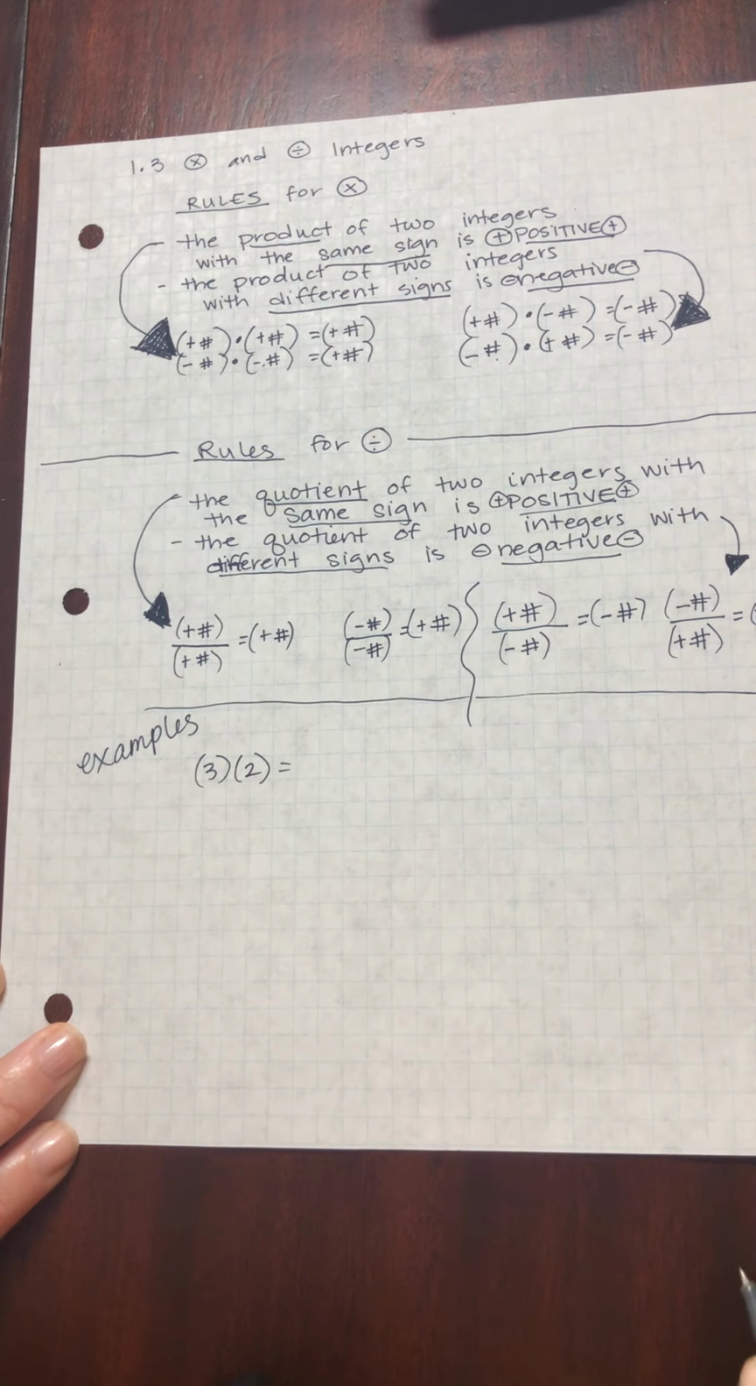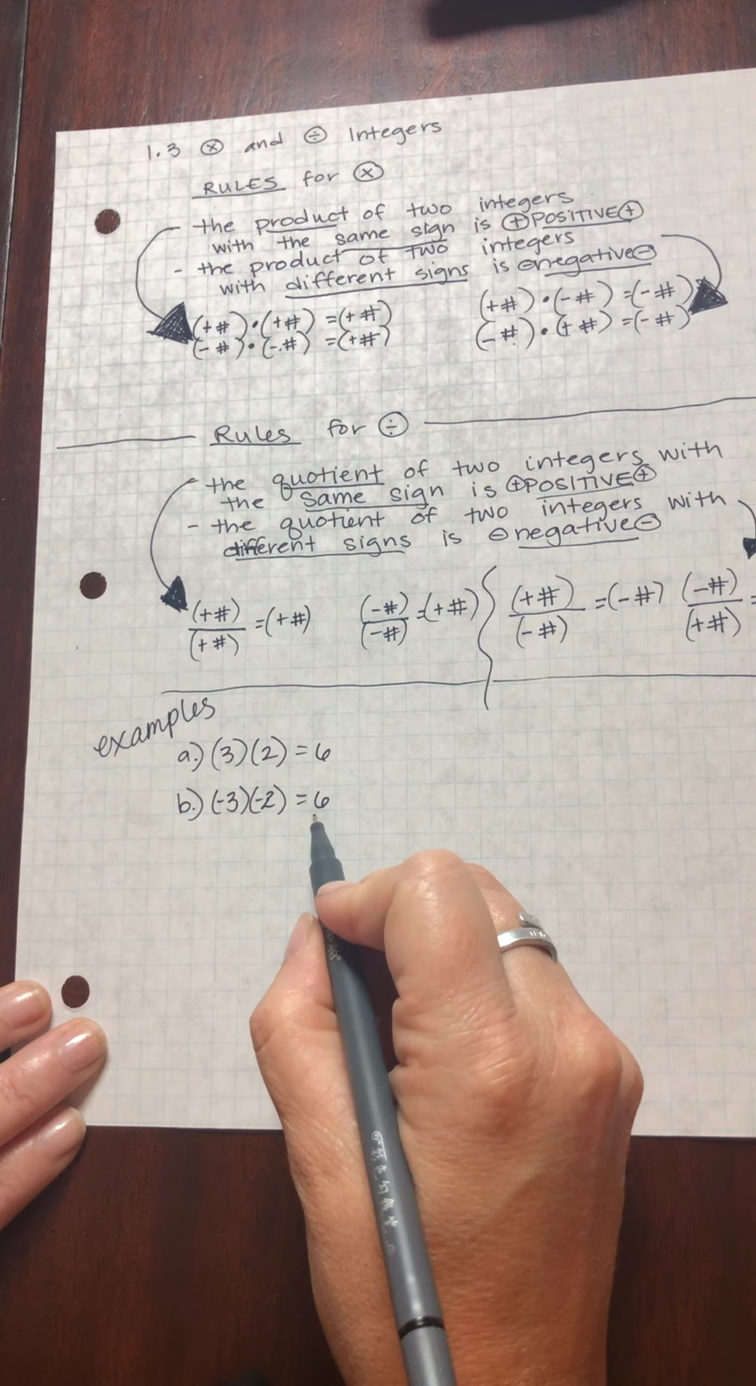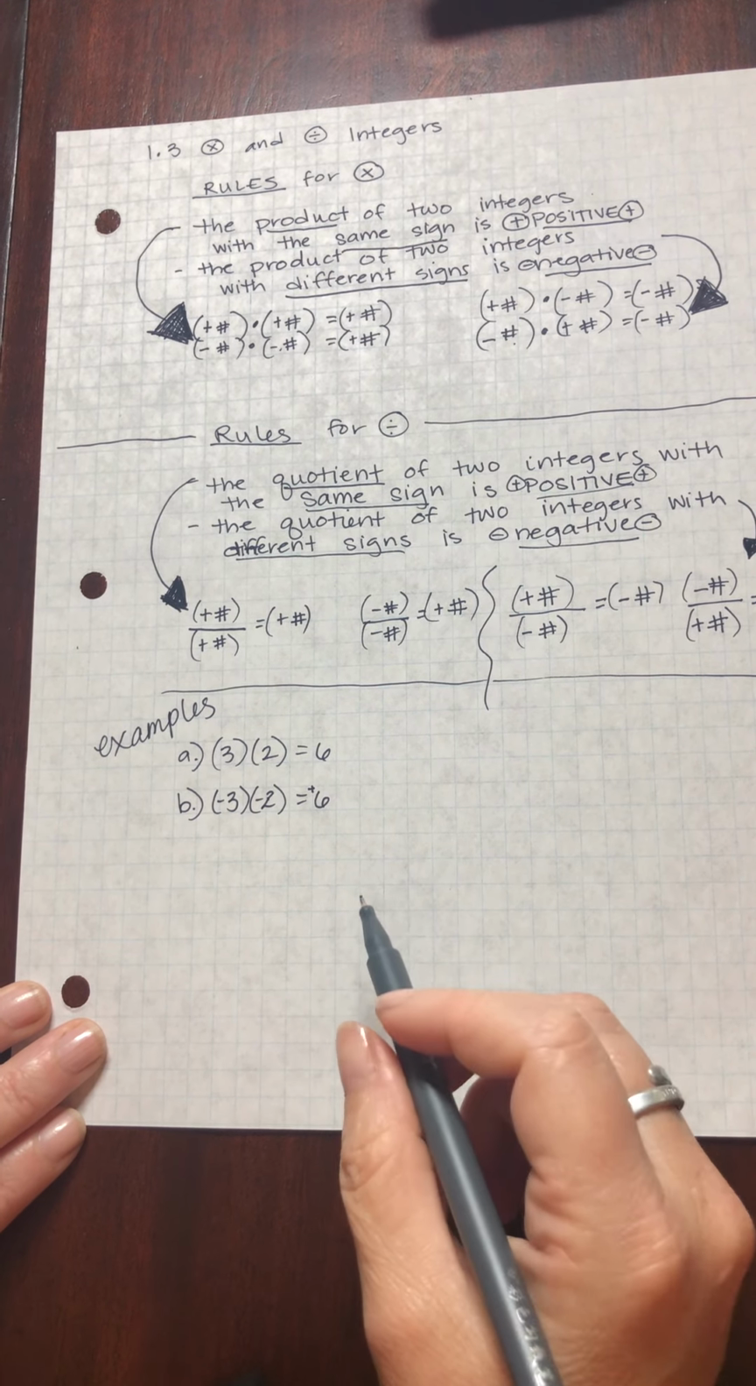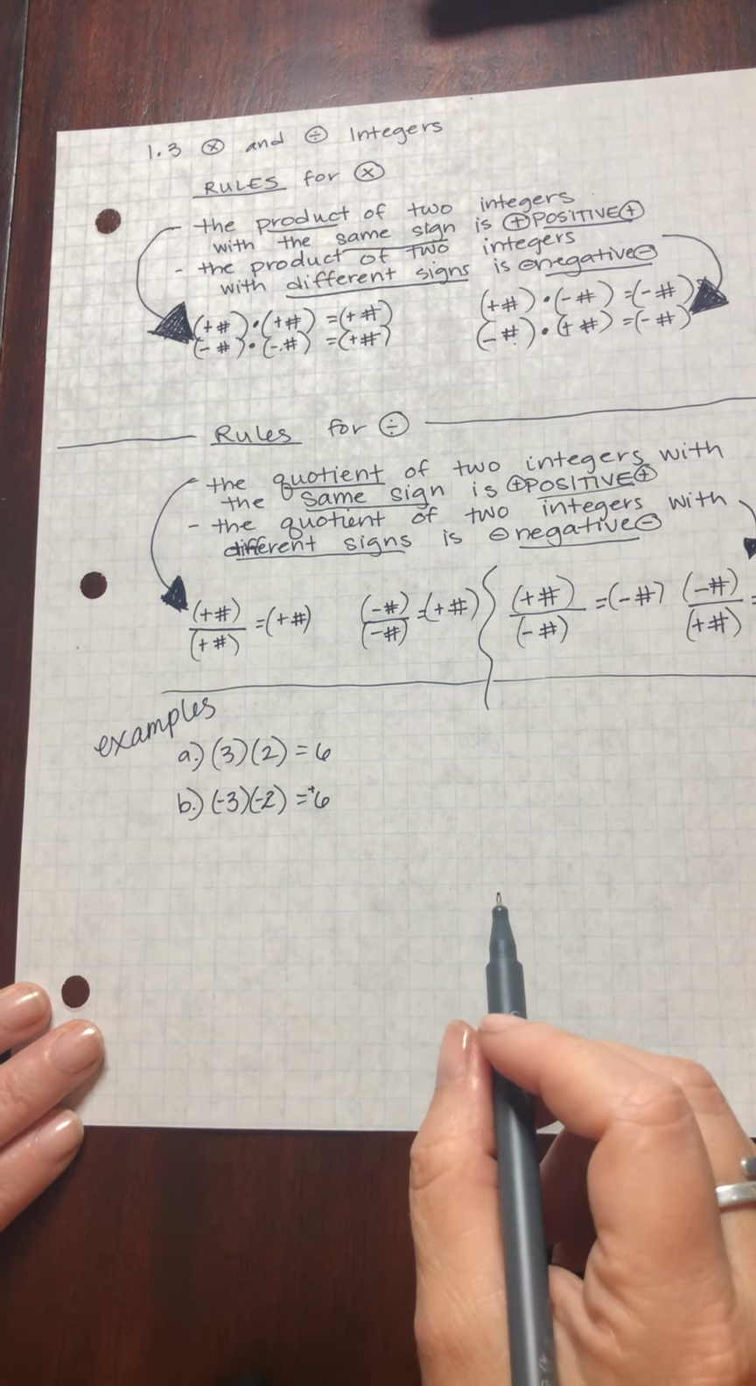Today, we're going to be working with all integers. So sometimes there's going to be negatives in there. In B, this is an example of multiplying 2 factors who have negative signs. The signs are the same, which means our answer is positive. You can write a positive 6, or you can just write 6, okay?